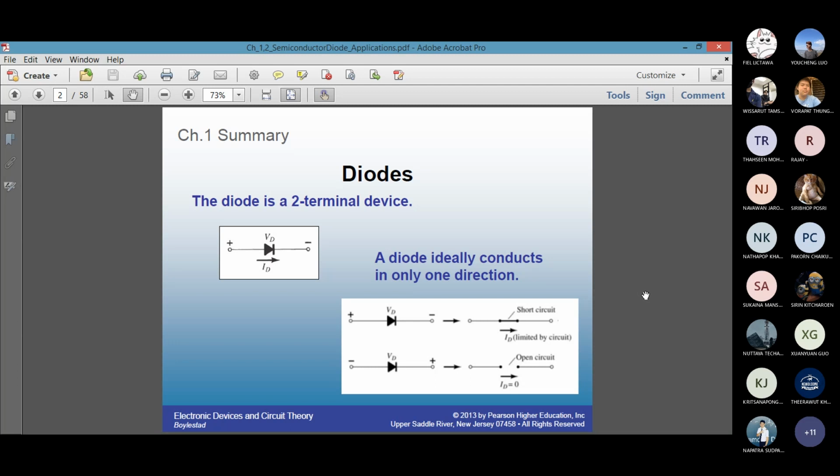What is the name of the plus terminal of the diode? What do we call the plus terminal of the diode? Anode. It is called the anode. Well, and what about the minus terminal? Cathode. Yes. How do you create a diode like this?